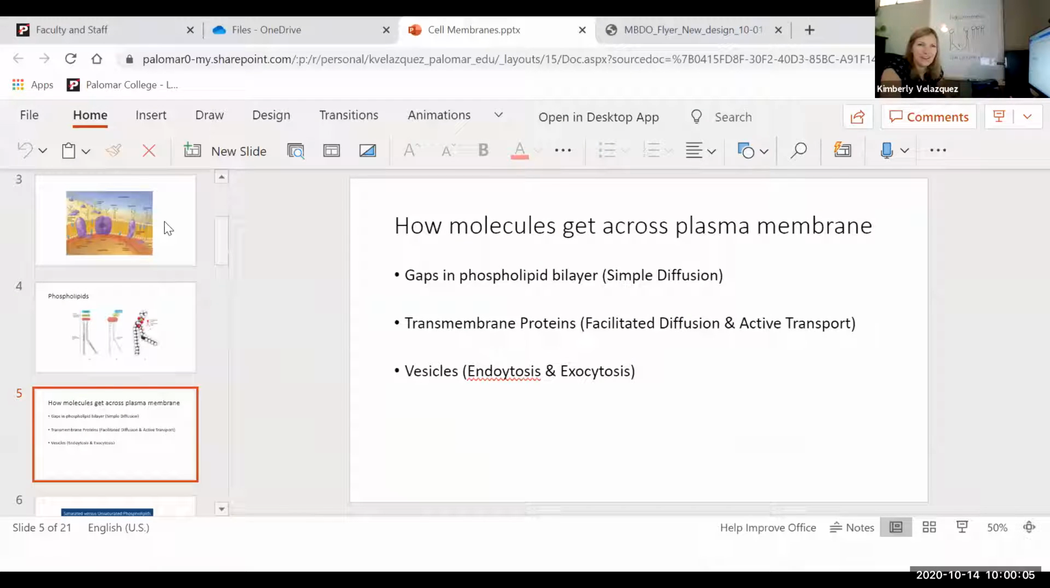Okay, so one of the ways molecules can get across the plasma membrane is these gaps in the phospholipid bilayer. And again, what causes those gaps is this bend in the chain, or the unsaturated fatty acid tails on that phospholipid. Another way molecules can get across is through the proteins. And remember, if a protein is involved, it's not called simple diffusion, it's called facilitated diffusion.